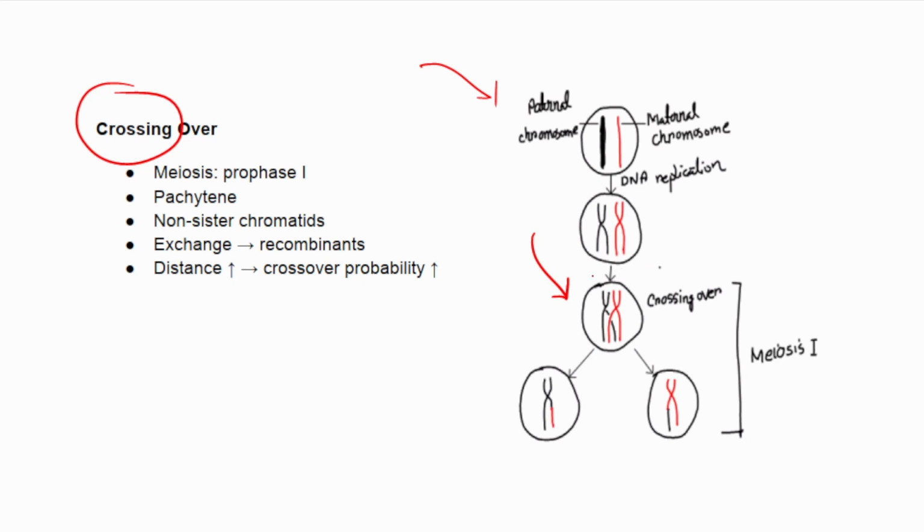As a result, new gene combinations are formed, and these are called recombinant, meaning chromosomes that now carry a mixed set of parental genes. The chance of crossing over depends on distance, because the further apart 2 genes are on a chromosome, the more space lies between them, and the more likely a crossover will occur somewhere in that region. The main idea is this: crossing over is a DNA swap during early meiosis that creates new gene combinations, and it happens more often when genes are farther apart.